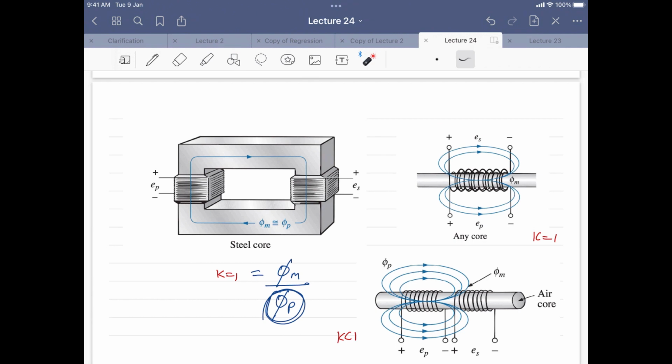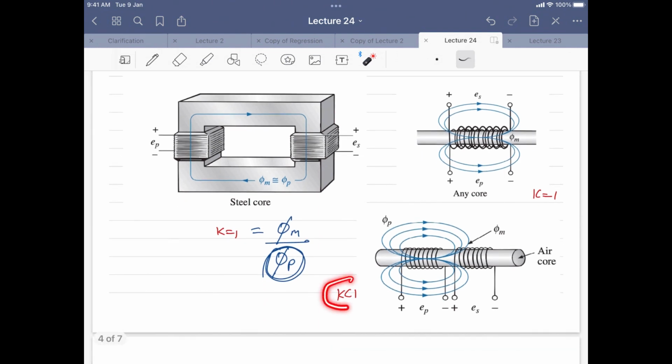So in this configuration, you can see both the coils are on top of each other. In this case, most of the flux which is generated by the first coil is associated with the second coil also, as both of them are on top of each other. So here also you will get K equal to 1.